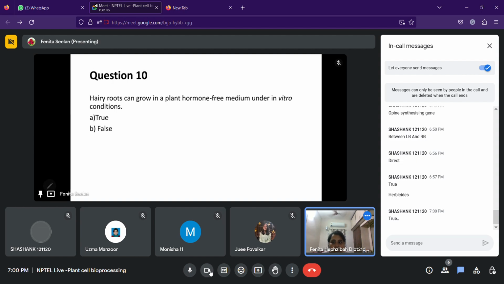True. Yes, they have the capacity to grow at a faster rate. Compared to normal roots, they grow at an absolutely faster rate, and they don't necessarily need any plant hormones because they themselves have higher expression of phytohormone genes, so they will not require any phytohormones in the media in addition to other components like sucrose and micro and macronutrients. So they don't need any hormones for their growth.